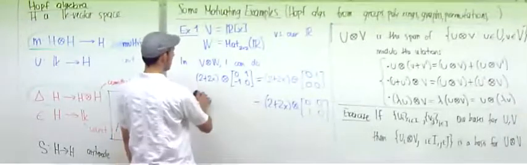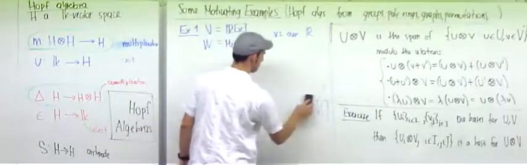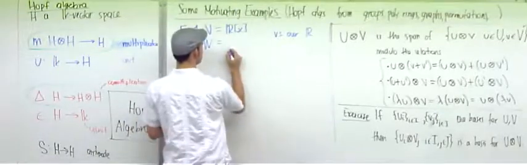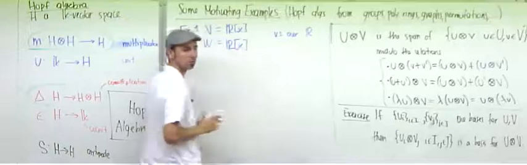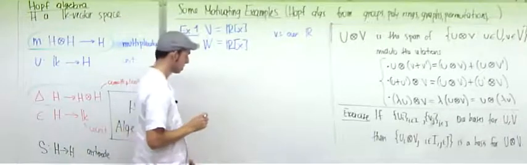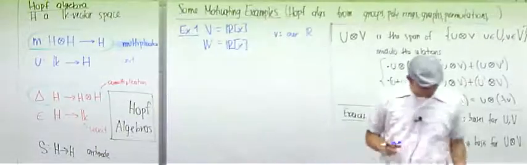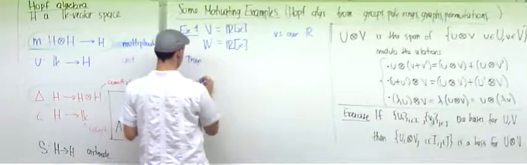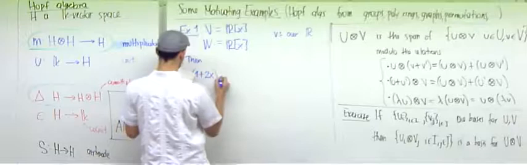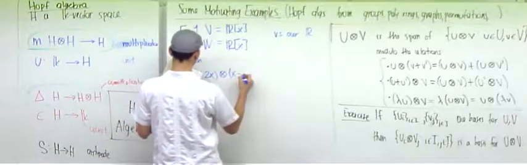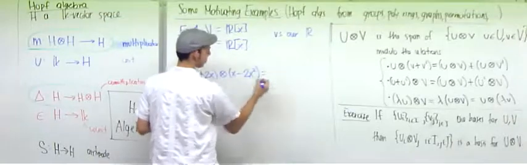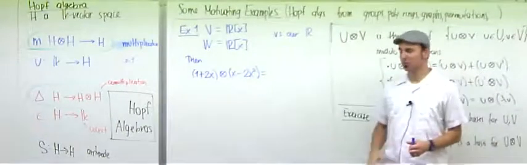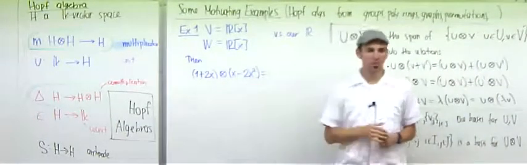Okay, so let me just do one other quick example of this so that you know how it works, because sometimes it's going to get a little bit more confusing. What if U and V are the same thing? Then I can consider, for example, 1 plus 2x tensor x minus 2x squared. And this is a tensor product, so we have a formal multiplication of these things. So what is this equal to?